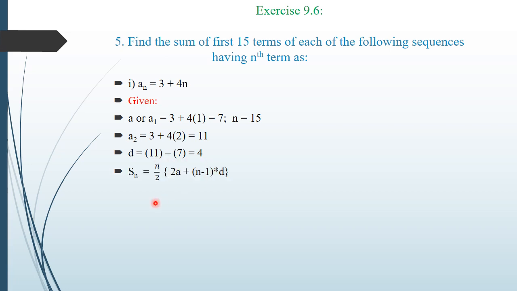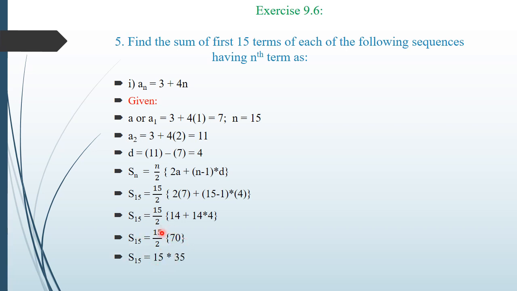Applying the regular formula, that is Sn equal to n by 2 into 2a plus n minus 1 into d. Substituting all the available values, I'll get S15 equal to 15 by 2 into 2 into 7 plus 15 minus 1 into d, which is 4 here. You can see S15 as 15 by 2, 7 into 2 is 14, plus 15 minus 1 is 14, into 4. S15 is equal to 15 by 2, 14 into 4 will give me 56, 56 plus 14 is 70. S15 is 15 by 2 into 70. Therefore, I can cancel 70 by 2, that will give me 35. 35 into 15. Therefore, S15 will give me the answer as 525.